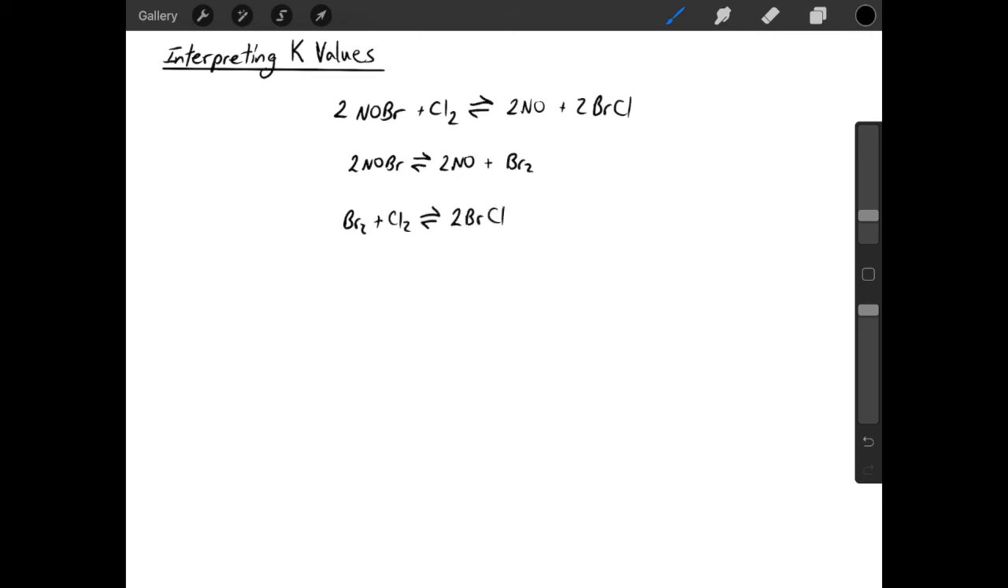And you should be able to see that if you treat these reactions like we did when we looked at canceling out spectator ions, the overall reaction will be 2 NOBr plus chlorine gas gives you 2 NOs and 2 BrCls. And now we'll write the K expressions for each of these reactions.